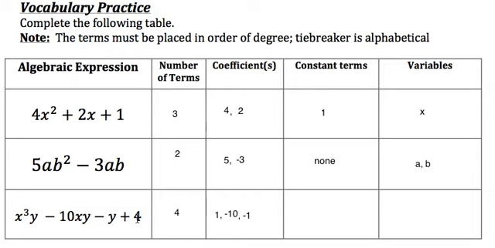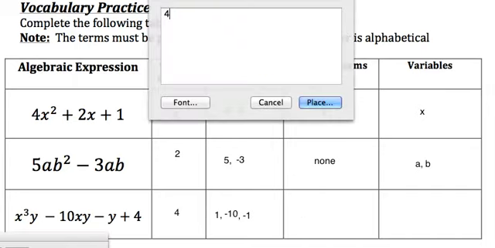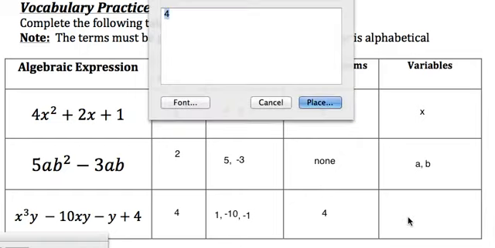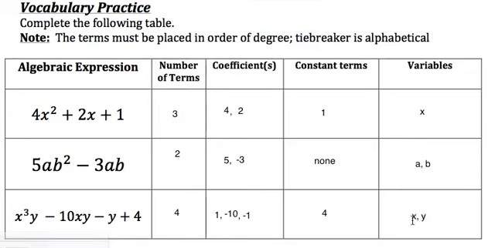And then here, this isn't a coefficient because it's not in front of a variable. Instead, if I have just a plain old number all on its own, that would go in this column because I've got a constant term. Lastly, if I want to list off the variables that I'm using here, I'm using an x, I'm also using a y. Those are the variables in play.